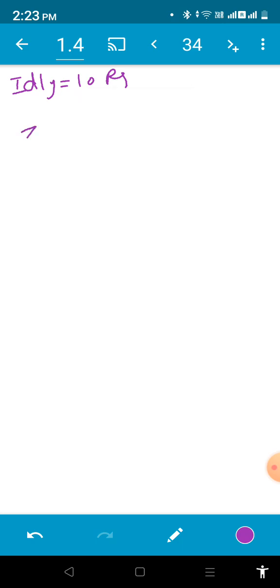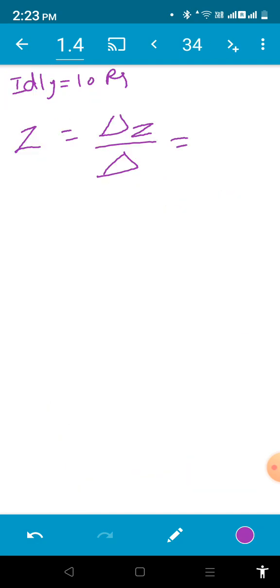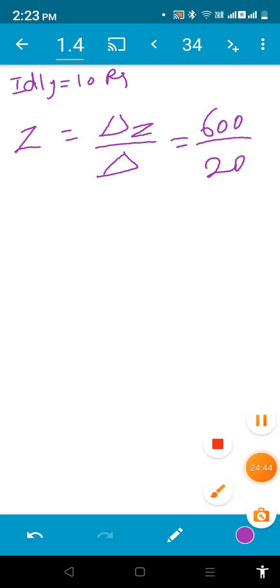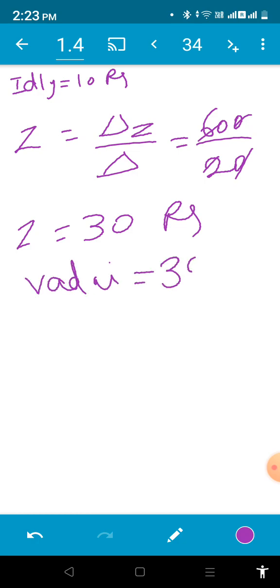Similarly, we have to find the z value, that is delta z divided by delta. Delta z value is 600, so 600 divided by 20, we get 30. z is equal to 30 rupees. That is vadai. The vadai value is also 30, and the dosa value is also 30 rupees.